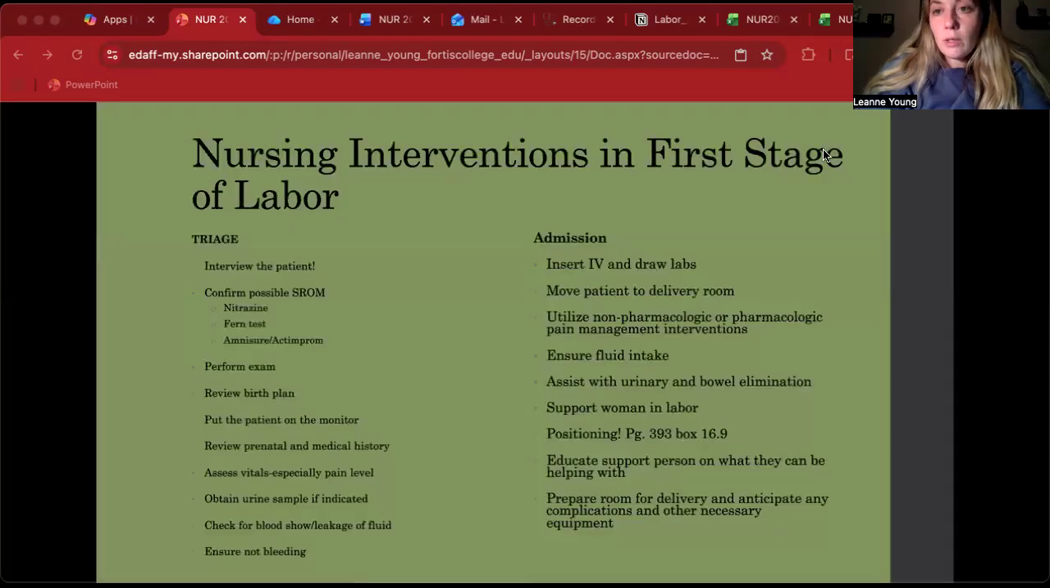What do we do as nurses if a mom is in her first stage of labor? We're going to interview the patient. She's usually coming to the OB unit at this stage of labor. So we're going to interview the patient. We're going to triage her.